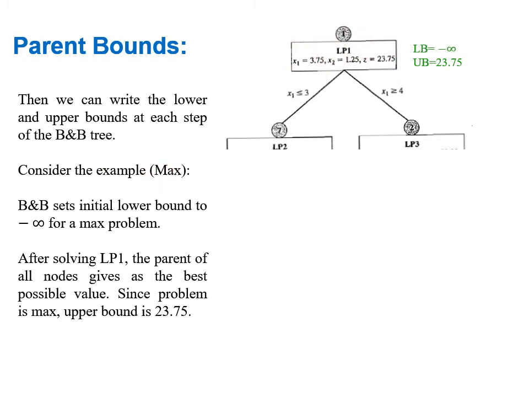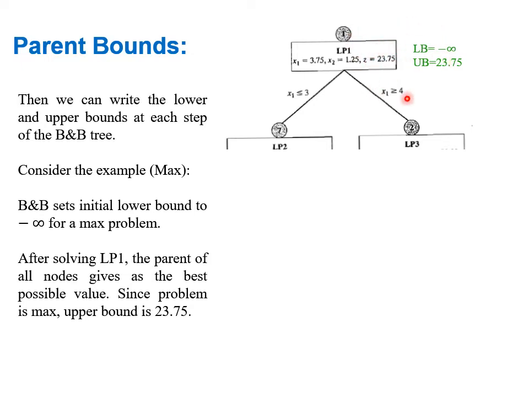Since this is a maximization problem, the branch and bound algorithm sets the initial lower bound, which is the best known objective function value of an integer feasible solution, to minus infinity, because we don't know any. So we start with minus infinity. And then we solve the LP relaxation and we get the objective function value of 23.75.